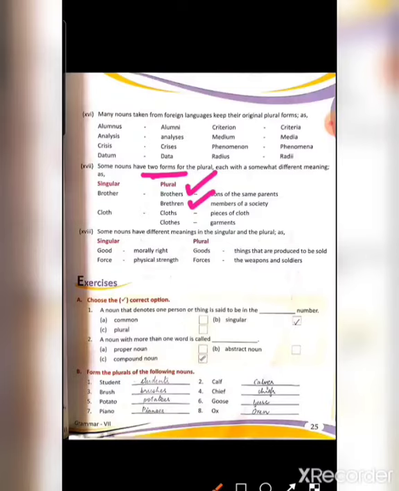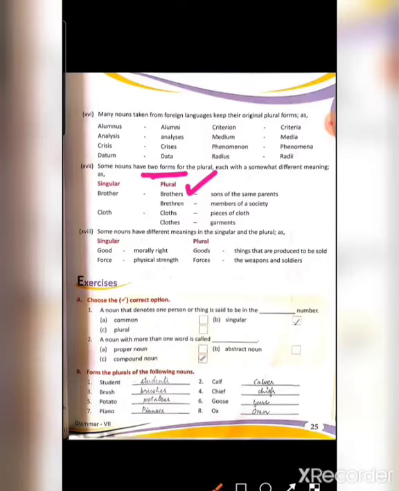Second example, cloth. So cloths, as you have written, will become garments, the clothes which we wear. And cloths means a piece of cloth. Clear? Cloth means which is not yet made into a garment, it is just a piece of cloth. Fine. So it will be called cloths. And clothes will be pieces of garments like sari, suit, jeans, top. These all are clothes.